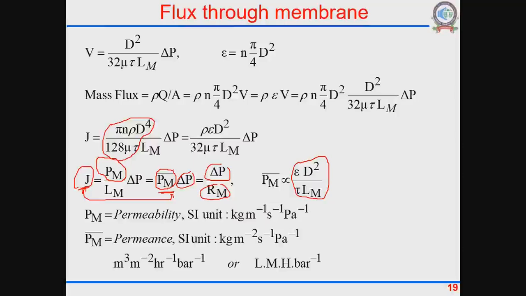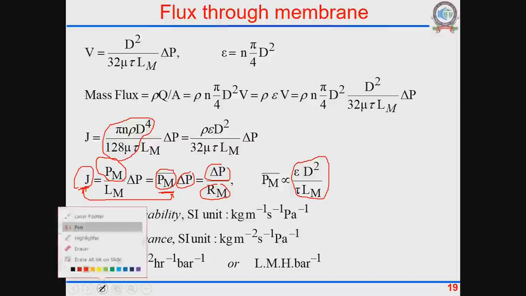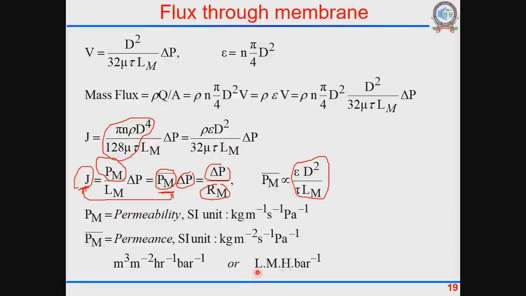For example, it is very common to write the flux not in terms of mass flux but in terms of volumetric flux. So J could be written in terms of meter cube per meter square per second, or very commonly liters per meter square per hour, and delta P could be very commonly or conveniently written not in terms of Pascal but in terms of bar. In that case, the permeance would have units of meter cube per meter square per hour per bar, or liters per meter square per hour per bar.